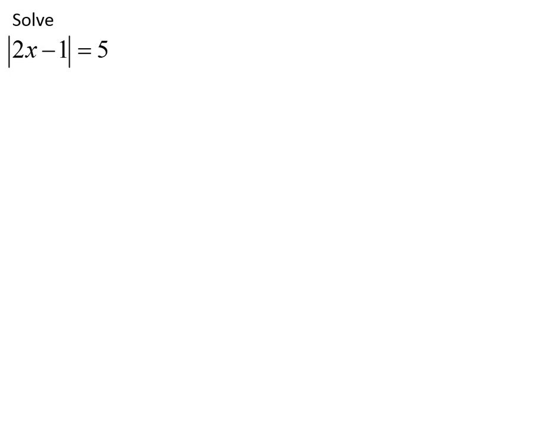Well, there's two different places that are 5 units away from 0 on the number line. I could either go to the right from 0 and 5 units and I'd end up at 5. Or I could go to the left 5 units and I'd end up at negative 5. So this equation would be satisfied if that expression inside, that 2x minus 1, was equal to 5 or if it was equal to negative 5. So those are going to be my two equations that I set up.